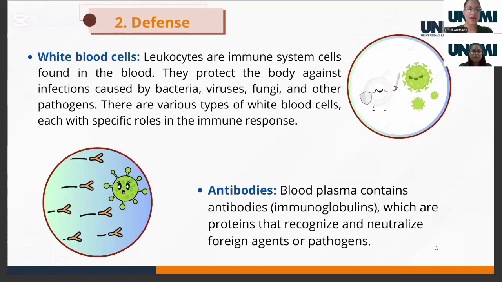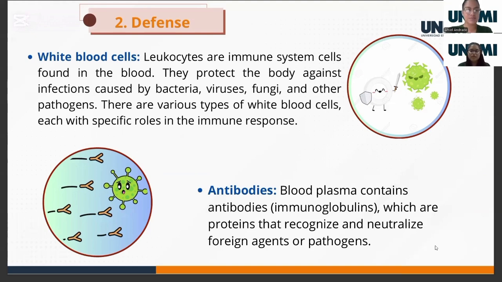Defense. White blood cells, leukocytes, are immune system cells found in the blood. They protect the body against infection caused by bacteria, viruses, fungi, and other pathogens. There are various types of white blood cells, each with a specific role in the immune response.